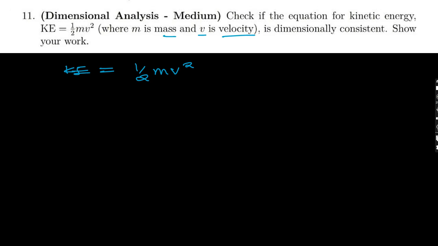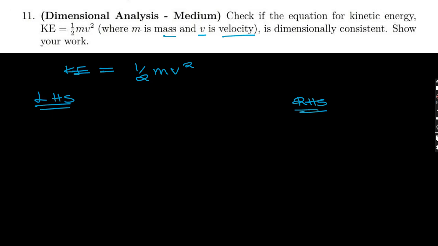We are asked to show our work. Very important. To show if an equation is dimensionally correct, guys, we are going to show the dimensions of our left hand side and also of our right hand side, and we are going to compare. If they match, that means it is dimensionally consistent. If the dimensions don't match, it is incorrect.